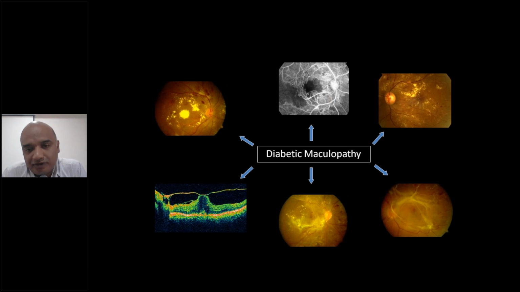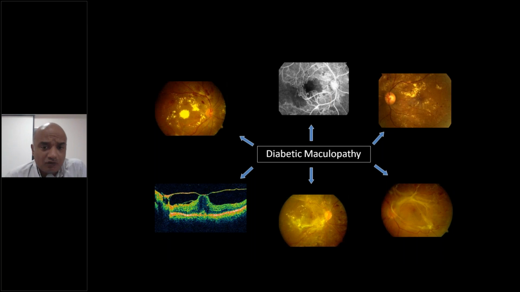The next most important thing in a patient with diabetic retinopathy: when will the patient have decreased vision? What are the conditions where the patient is likely to have decreased vision? If you see in this particular picture, this area which we decided as the macula, there are a lot of yellow spots in the central area of the macula. These are nothing but hard exudates, lipid material present in the central area of the macula. So that can cause decreased vision.